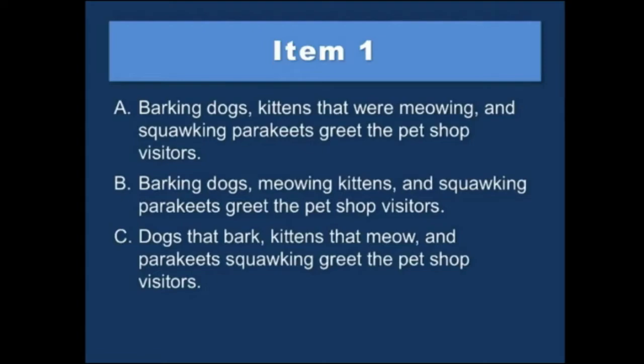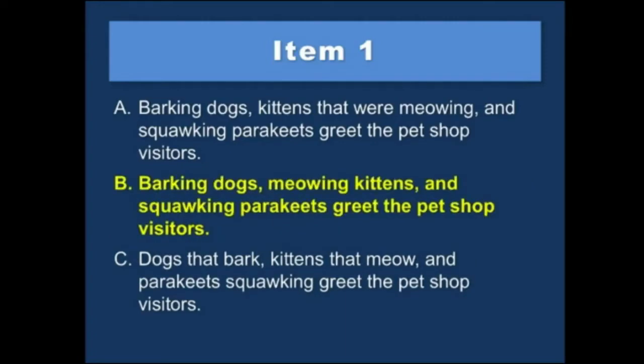Item 1. A. Barking dogs, kittens that were meowing, and squawking parakeets greet the pet shop visitors. B. Barking dogs, meowing kittens, and squawking parakeets greet the pet shop visitors. C. Dogs that bark, kittens that meow, and parakeets squawking greet the pet shop visitors. Letter B has parallel structure, with the barking, the meowing, and the squawking all matching up.